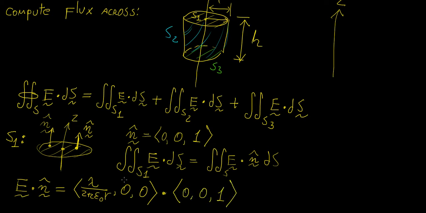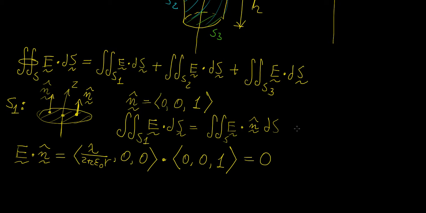And what you notice here is that this is just going to be equal to 0. If this dot product is 0, that means the entire flux across this first surface is going to be equal to 0. So we didn't even need to set up any integral. We already know it's 0 just from the properties of this.